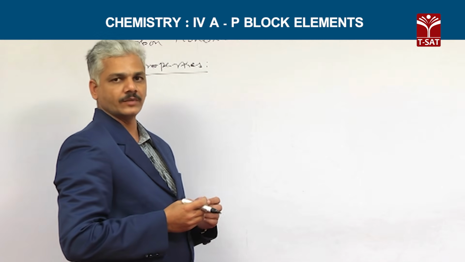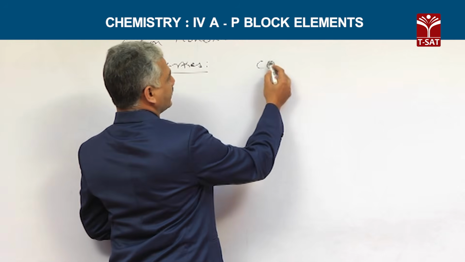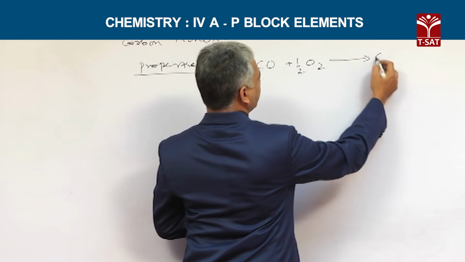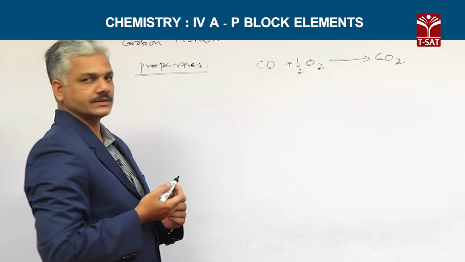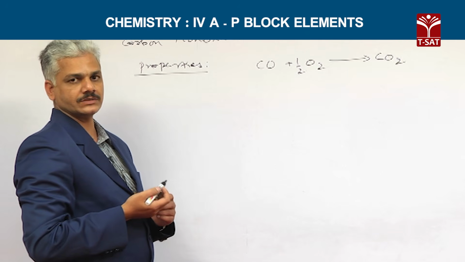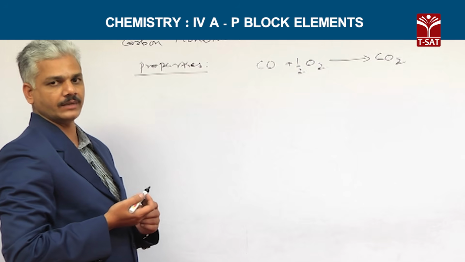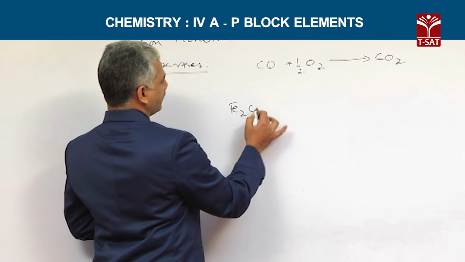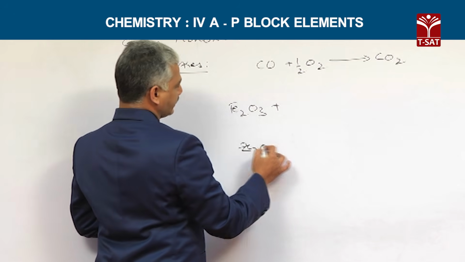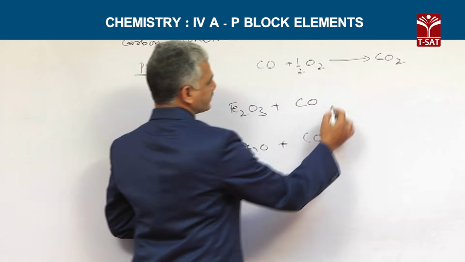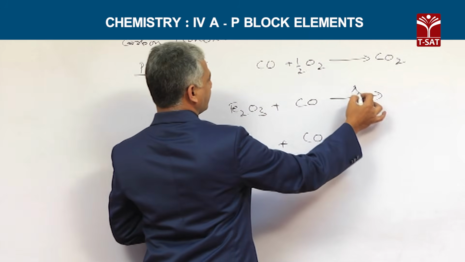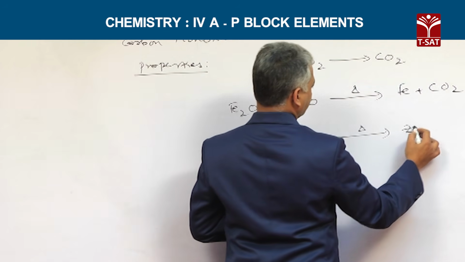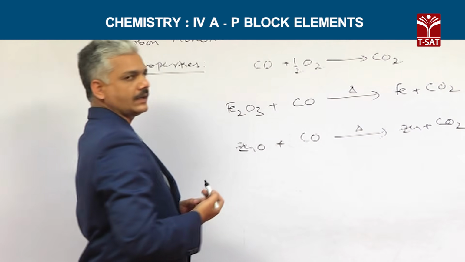Properties of carbon monoxide. Carbon monoxide is unstable in nature, readily undergoes oxidation to give carbon dioxide. Because of this nature, carbon monoxide is used as a powerful reducing agent in the metallurgy of iron and zinc, because carbon monoxide can readily reduce oxides of iron and zinc to corresponding metals. For example, when iron oxide is heated with carbon monoxide, we get iron and carbon dioxide. Similarly, zinc oxide gives zinc and carbon dioxide.